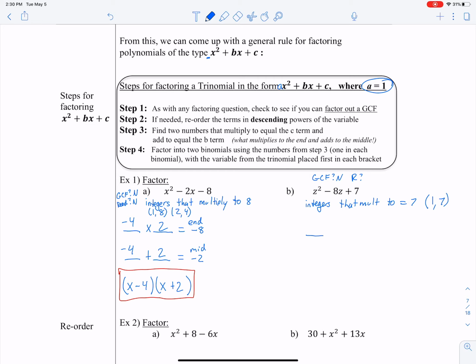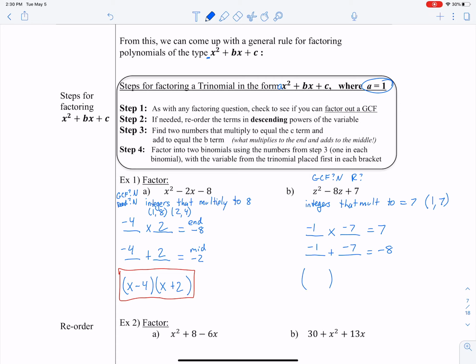So we know that we're looking for two numbers that multiply to give us our n number. Our n number is 7. Two numbers that add to give us our middle number. Our middle number is minus 8. So how are we going to combine 1 and 7 to give us minus 8? So we're going to use minus 1 and minus 7. Those add up together to be minus 8. And then if we multiply minus 1 and minus 7 together, we would get a positive 7.